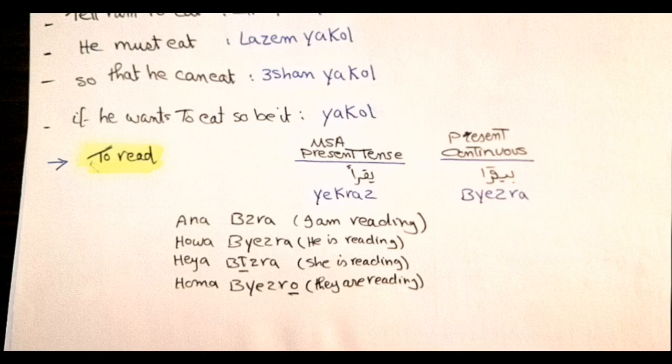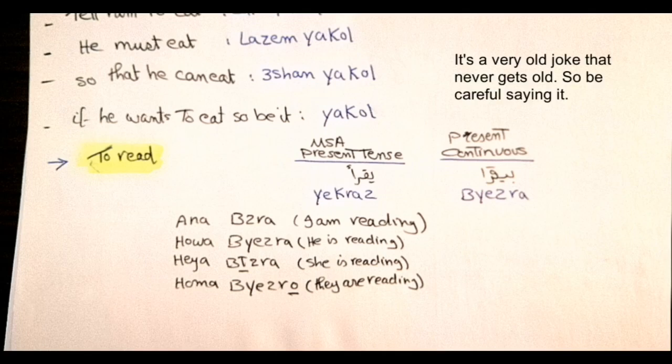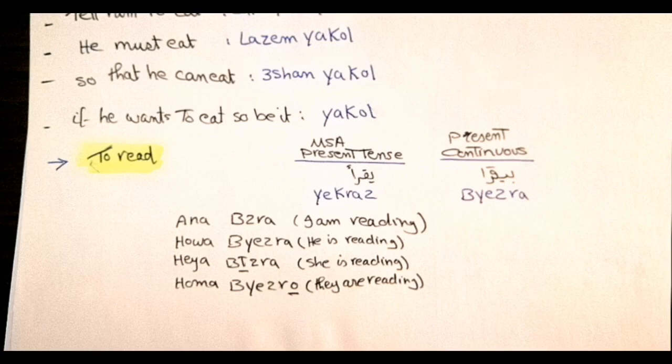Present continuous is بيقرأ. And the reason why this is funny is because when we add the pronoun أنا, and we want to say I am reading, it becomes أنا بقرأ, which is also the same word for cow. So I am reading can also mean I am a cow. So try to avoid saying this if you can. This is a tip if you want to speak exactly like Egyptians speak. Usually avoid saying this sentence. So أنا بقرأ, هو بيقرأ, هي بتقرأ, هم بيقروا.